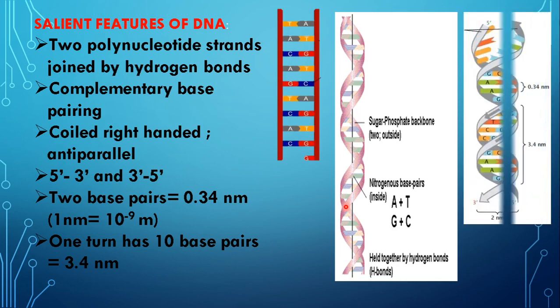DNA strand. So here we can see the distances shown: 0.34 nanometer between two base pairs, and one complete turn is 3.4 nanometers. Also, the distance between two strands here is 2 nanometers. The polarities, as you can see here, this is 5 to 3, and this is 3 to 5. So they have to be in opposite directions.